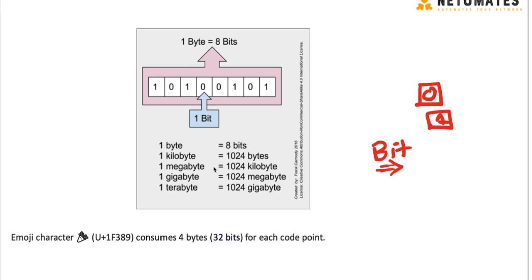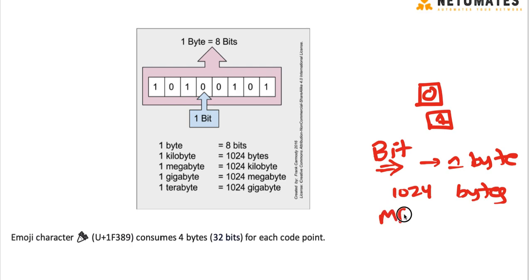If we have 8 bits, we call it 1 byte, and 1 kilobyte is nothing but 1024 bytes. Similarly, you have megabytes and gigabytes. If you take a song audio file, it will be around 5 MB. That means zeros and ones, say 5 MB means 5 into 10 power 6 into 8 bits.